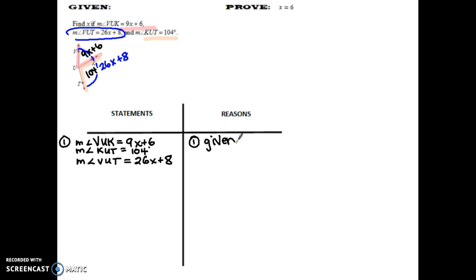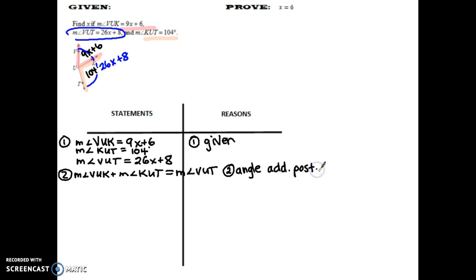I can add 2 parts to get the whole thing. So I just have to write that out. The measure of angle VUK plus the measure of angle KUT is equal to the measure of angle VUT. Sorry, I kind of ran it over here. This is the angle addition postulate. We had segment addition, we had angle addition.